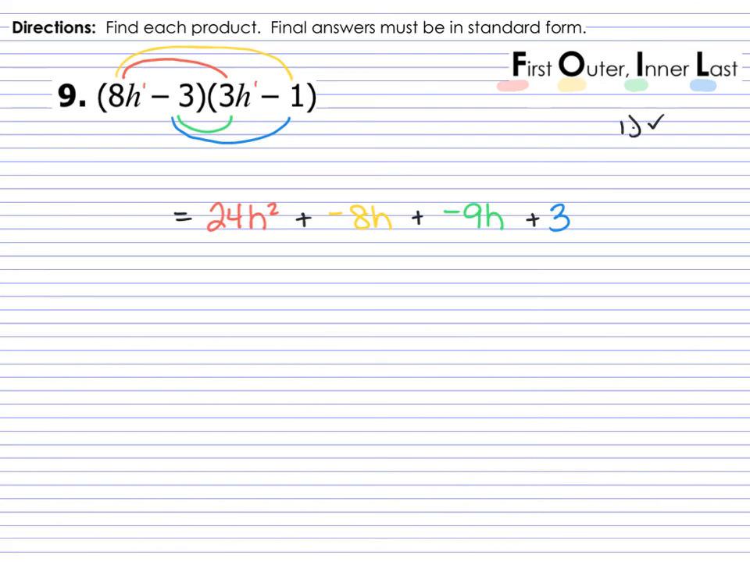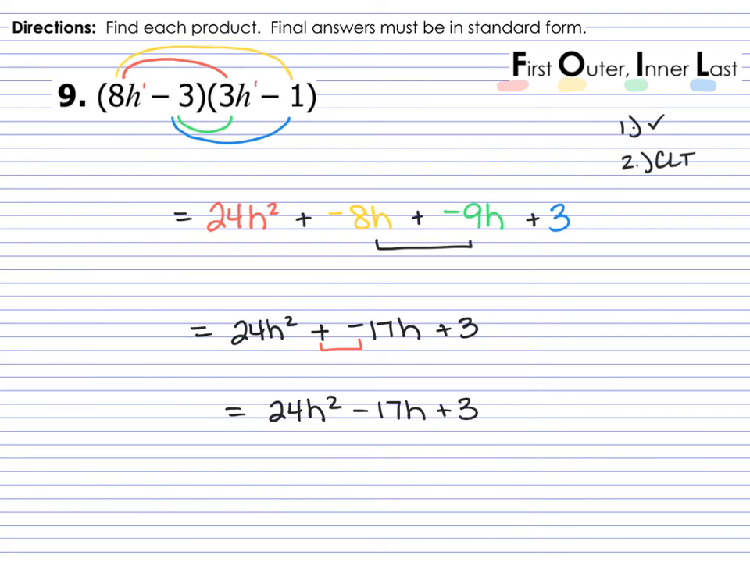Step 1 is done. That was our foiling. Step 2, combine like terms. So we're going to combine negative 8h and negative 9h. We're going to bring down the 24h squared. Now, negative 8h plus negative 9h. The signs are the same, so I am going to combine them. 8 plus 9 is 17, but they're both negative, so it's going to stay negative. Negative 17h plus 3. Now, just to make sure we're writing these in the most appropriate way, we want to make sure we don't have plus and negative, so we're going to rewrite this as equals 24h squared minus 17h plus 3. And that is going to be your final answer for number 9.